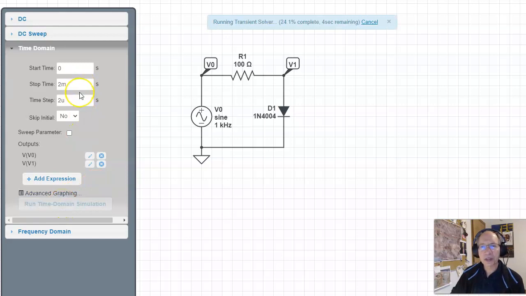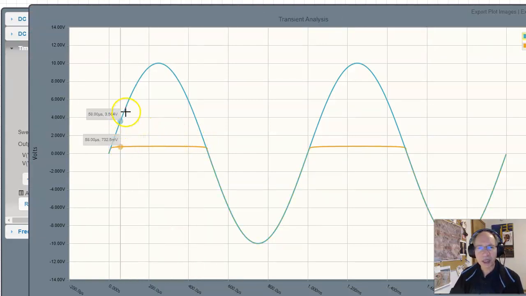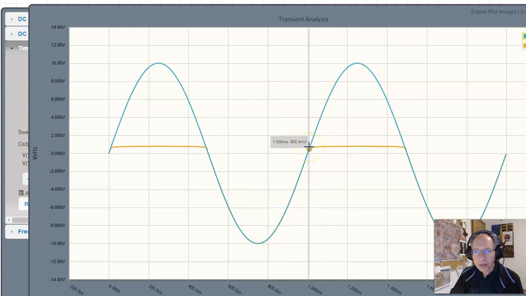I'm going to run this for 2 milliseconds, 2 cycles. Time steps 2 microseconds, so I have 1,000 points on the plot. You get kind of a nice plot. The blue line is the input V0. The orange line is V1. So when the voltage is negative, the output follows the input. When the voltage is positive, or actually when the voltage is above about 0.6 volts, the diode clips at about 0.7.